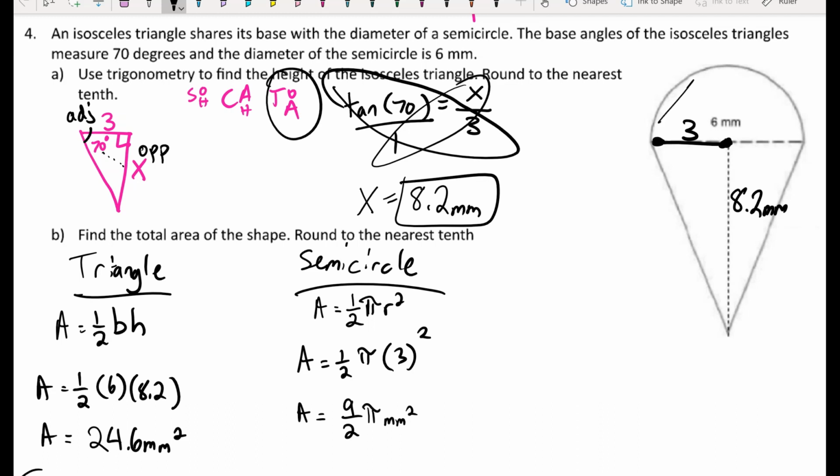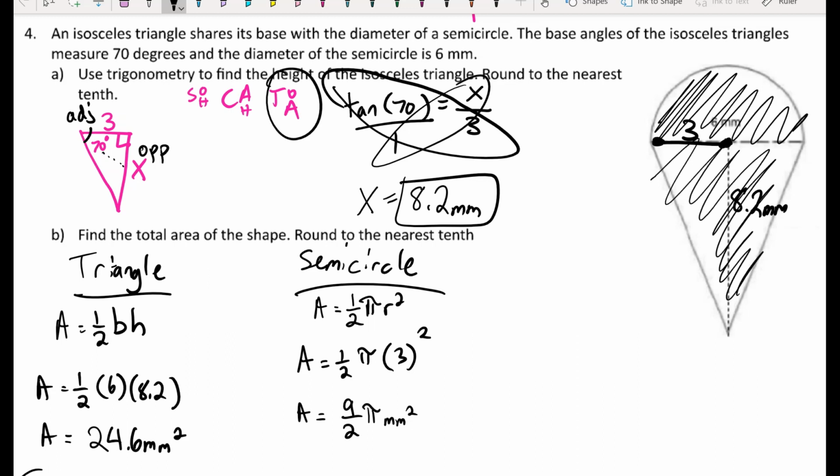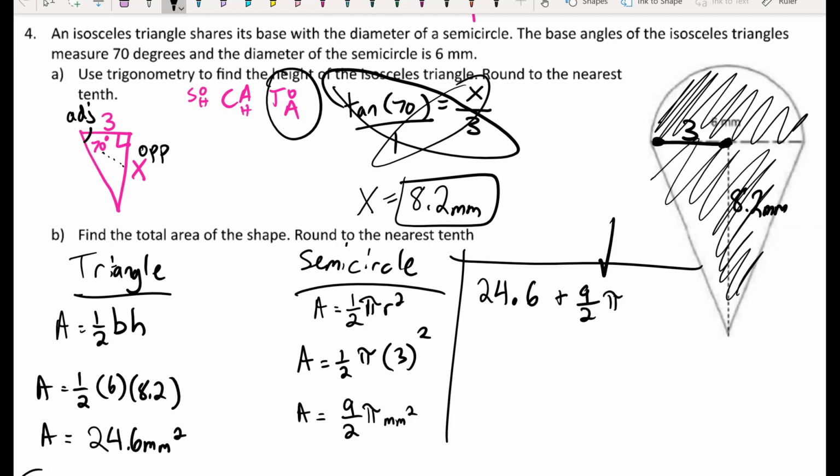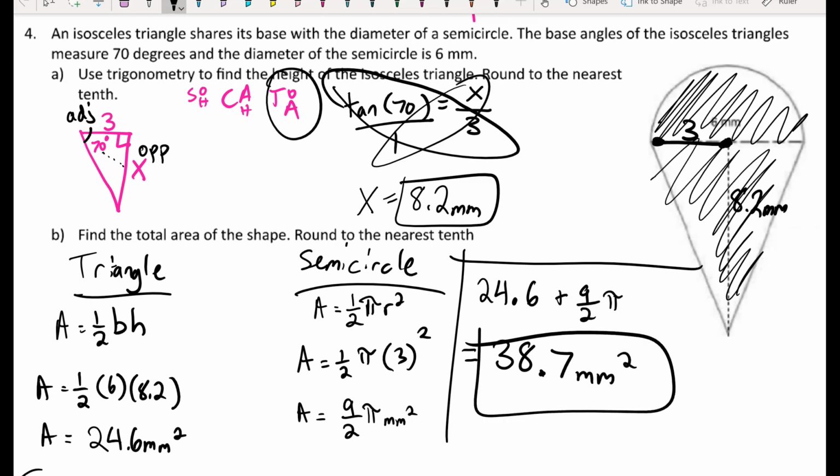If I'm finding the total area of the semicircle and the isosceles triangle, that's an addition problem. So I'm just going to sum those 2 values. So 24.6 plus 9 over 2 pi. And again, if you wanted to convert that to a decimal right here, you could. But if I type that all into my calculator at the end, I find that my total area is just 38.7 millimeters squared. So for the total area there, I just sum the 2 pieces that I see, a semicircle and an isosceles triangle.